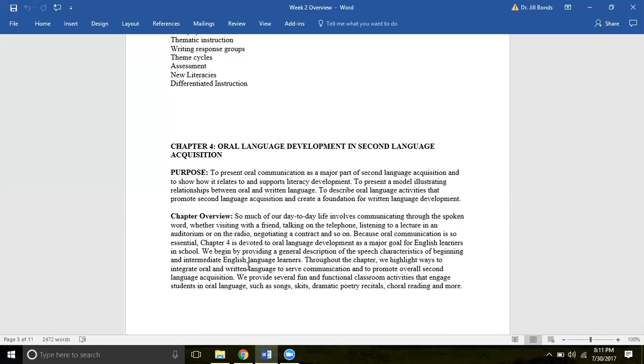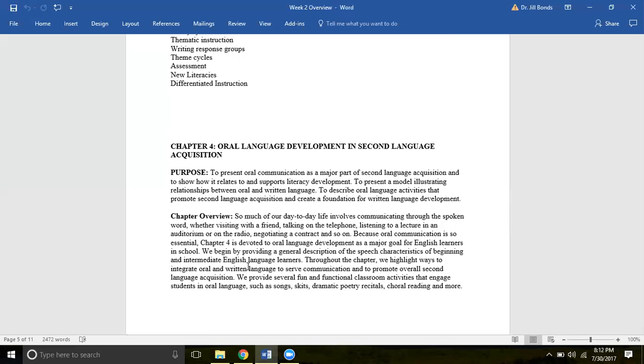Chapter overview. So much of our day-to-day life involves communicating through the spoken word, whether visiting with a friend, talking on the phone, listening to a lecture in an auditorium or on the radio, negotiating a contract, and so on. Because oral communication is so essential, Chapter 4 is devoted to oral language development as a major goal for beginning and intermediate English language learners.